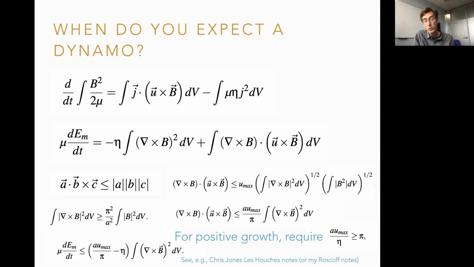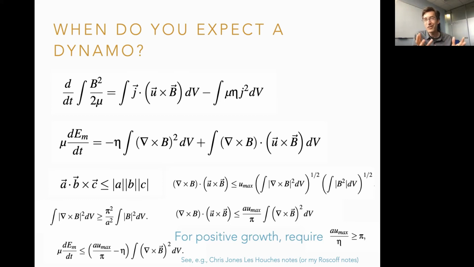You can also recognize, if we're thinking about dynamo action in a sphere of radius A, it's possible to show that this inequality down in the bottom left is true: the integral of (∇×B)² is always greater than or equal to π²/A² times the integral of B² over that same volume. There's a sort of plausibility argument.